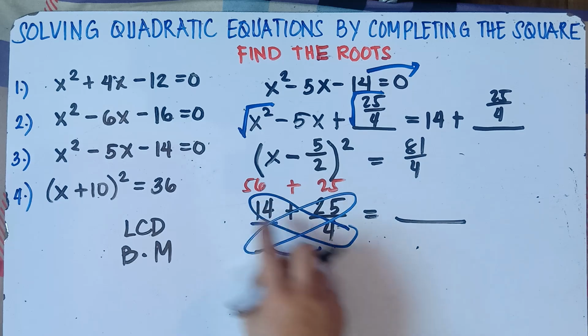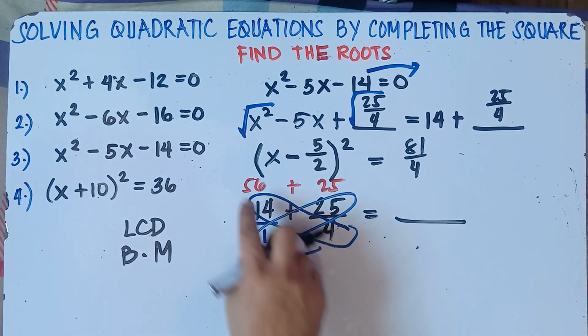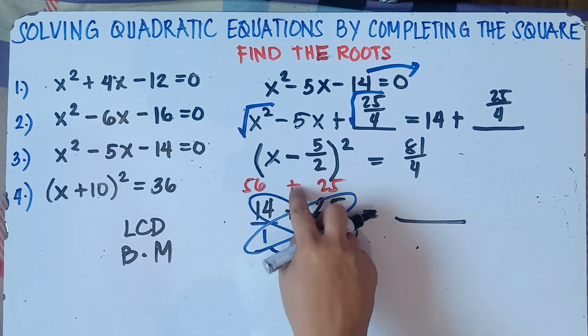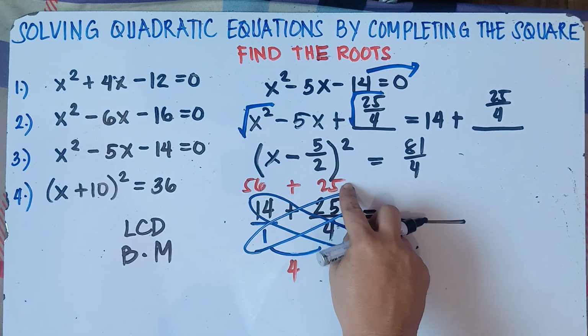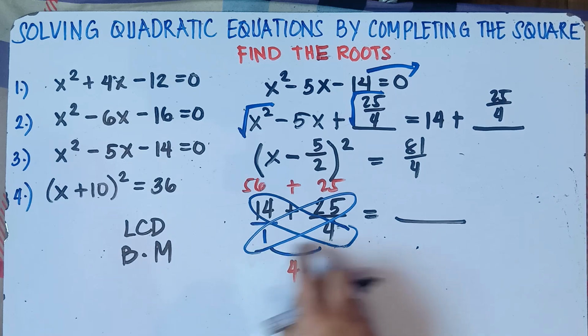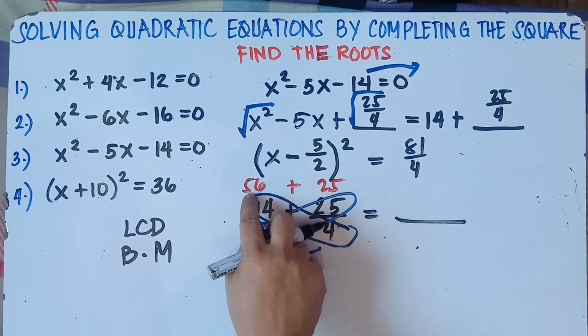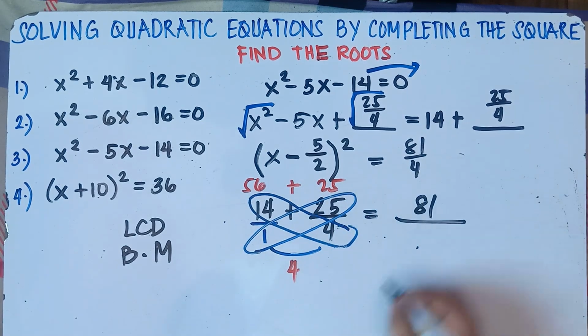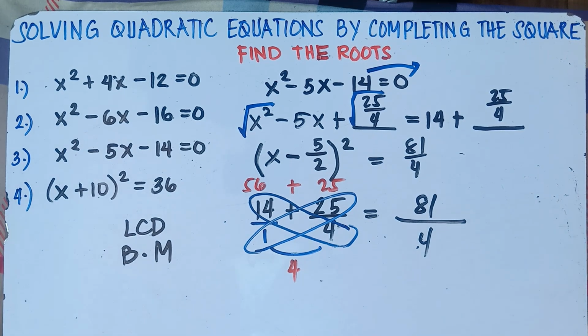Once again, you just simply cross multiply. 14 times 4, that's 56. And then copy the plus sign. 1 times 25, that's 25. Then you multiply the denominators. 1 times 4 is 4. Then you add 56 plus 25, that's 81. Copy 4. And then you're done, class. Very easy for the butterfly method.